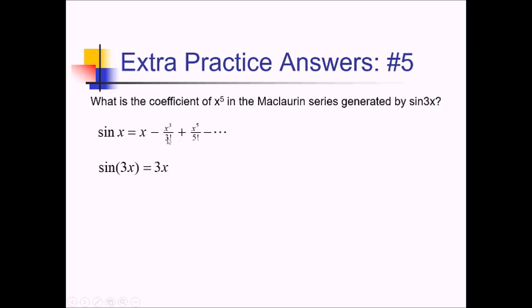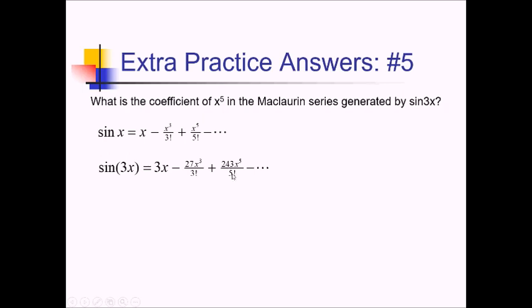We've got 3x. This is going to be 27x cubed over 3 factorial. And then this one, now we have 3 to the fifth power. You might know that that's 243. So 243x to the fifth over 5 factorial. So now the x to the fifth coefficient is going to be 243 over 5 factorial.